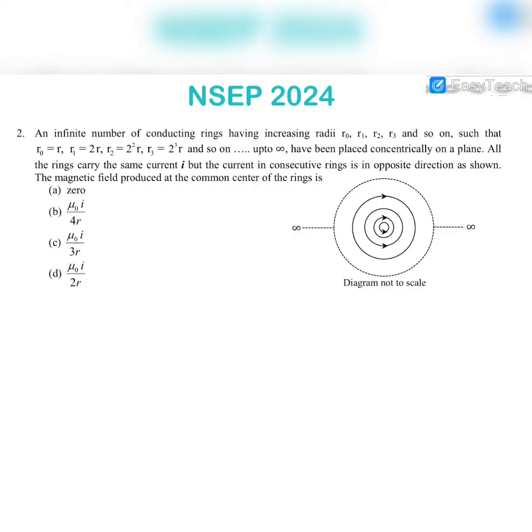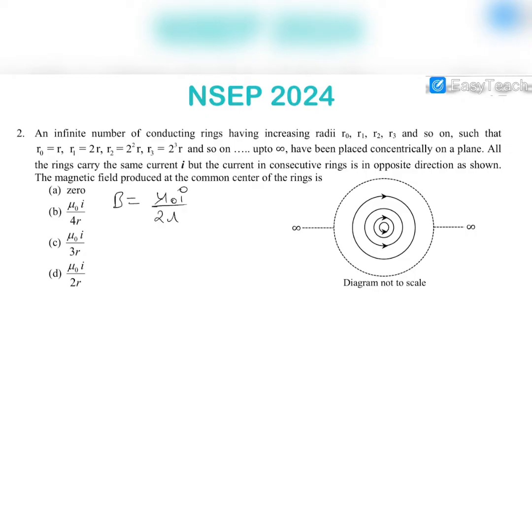They are all placed concentrically on a plane, and all the rings carry the same current, but the current is in the opposite sense in consecutive rings, which means that in this smaller ring it is anti-clockwise, in the next ring it is clockwise, then in the next ring anti-clockwise, and then clockwise, and so on. We have to find out the magnetic field produced at the center of the rings. We know that the magnetic field formula for a ring is mu naught I by 2r.